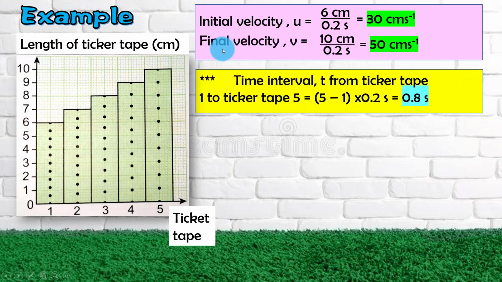Okay, then we look at the final velocity. Final is the last bar, 10 cm. So 10 cm over 0.2 because here also has 10 ticks. So after that I get 50 cm s^-1.